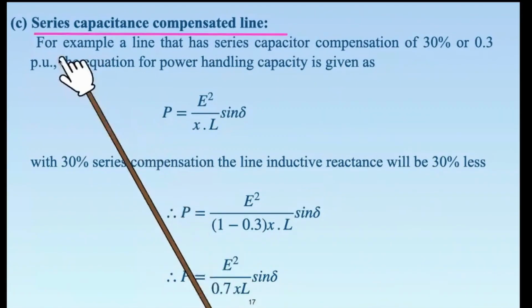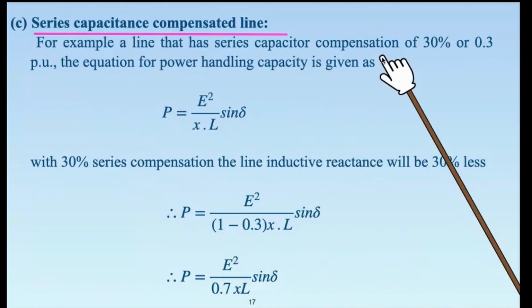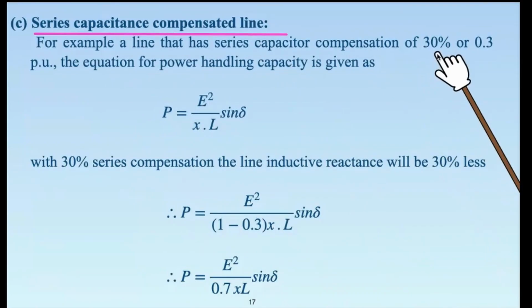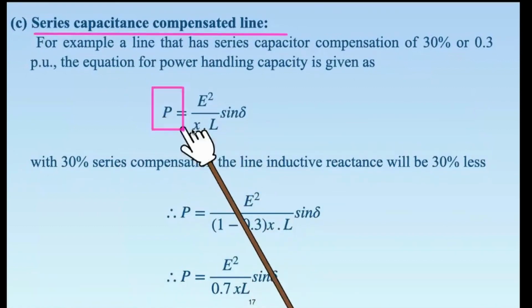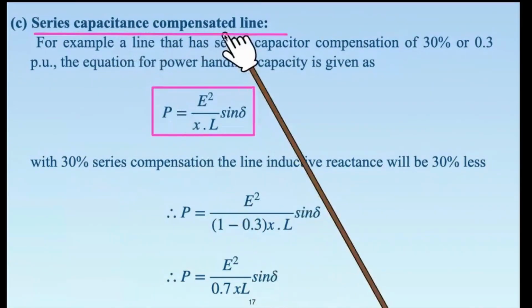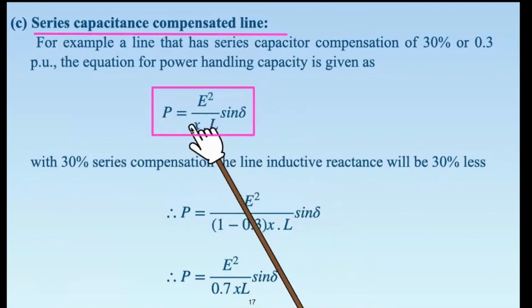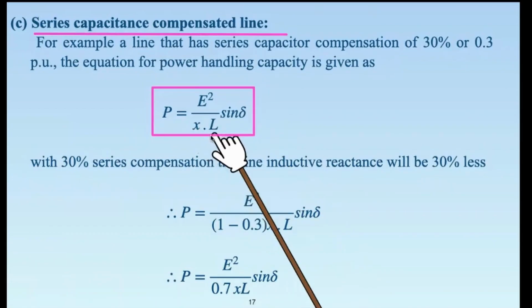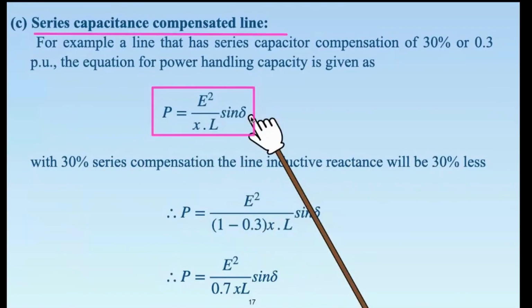Now consider, for example, a line has some series capacitance compensation of 30%. This is just an example. This may be 40%, 45%, or less than that. Okay, so focus your attention on this particular equation. Why is series capacitance compensation used? Series capacitance compensation is used in order to enhance the power handling capacity, in order to compensate the positive sequence line reactance. Okay, you can see power handling capacity is equal to E square by X sine of delta.